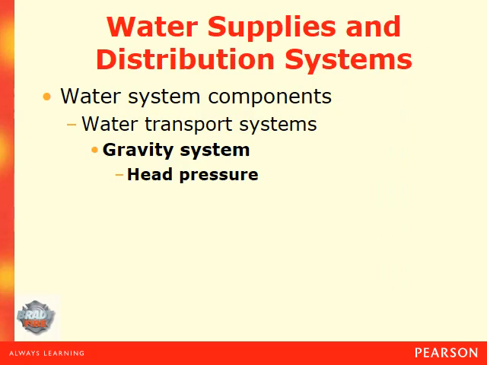So let's look at the water system components. The first we're going to talk about are gravity systems. And what we're talking about here is how is your water system pressurized? There are three different types, really two. One is a combination. And the first one is a gravity system.